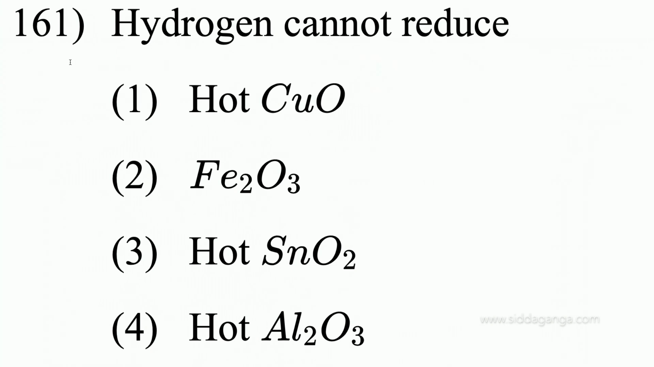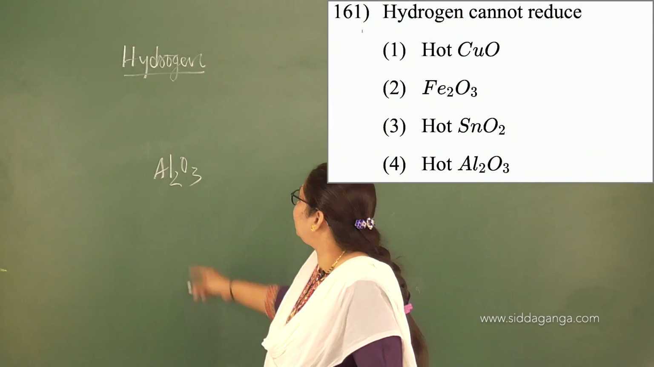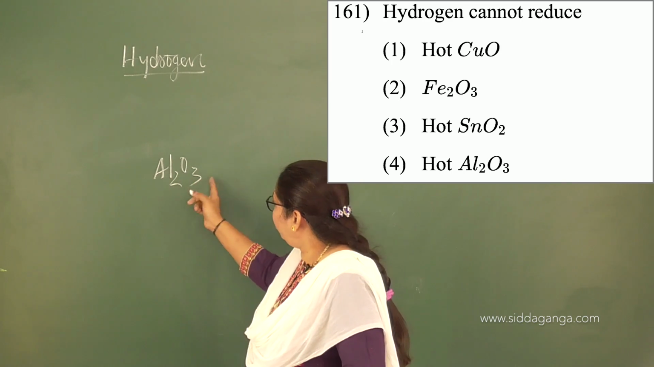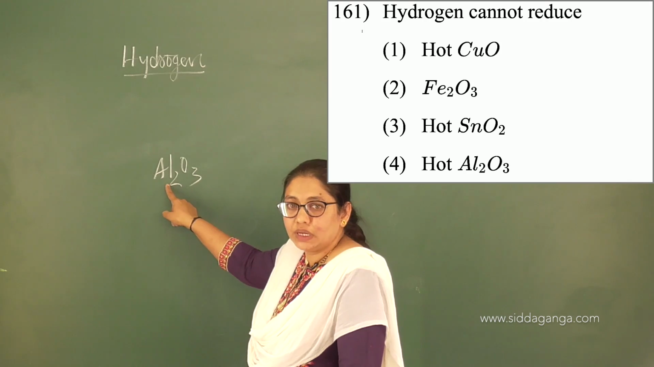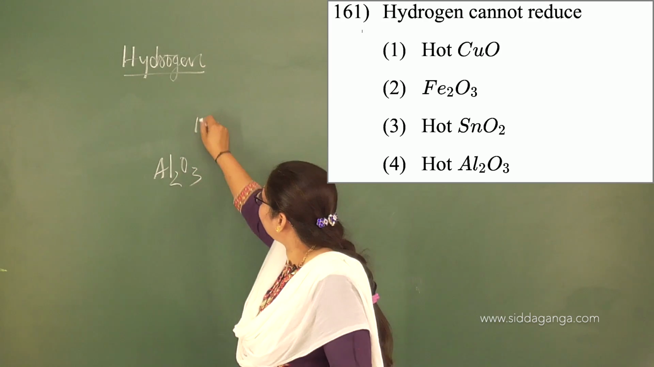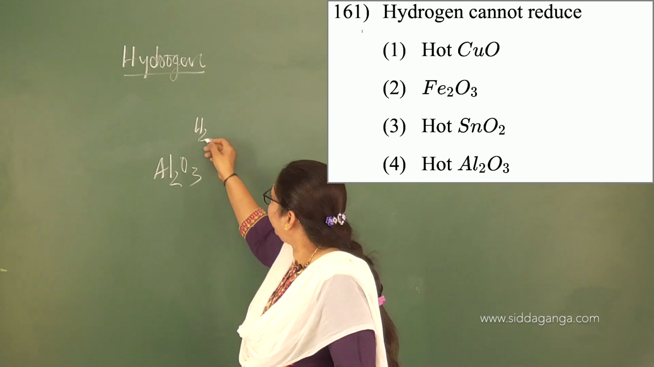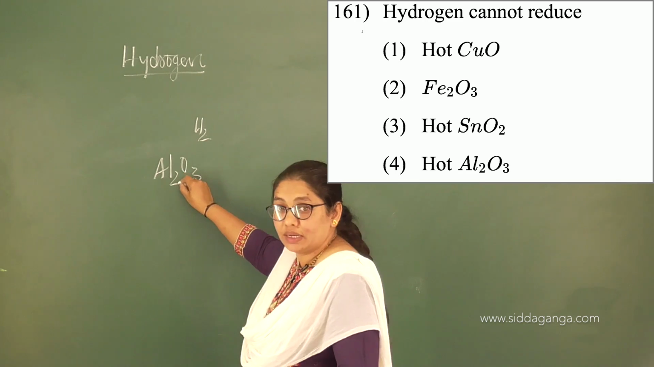Hydrogen cannot reduce hot cupric oxide, ferric oxide, hot stannous oxide or hot alumina, that is Al2O3. So the answer for this one is hot Al2O3. All the others can be reduced by hydrogen, but this cannot be. Reduced by hydrogen means we have to remove this oxygen to form the aluminium, right? Here hydrogen is acting as a reducing agent. That means it should get oxidized and reduce others, right?